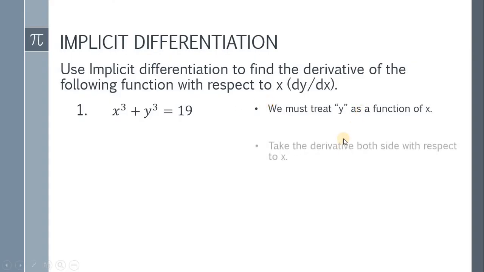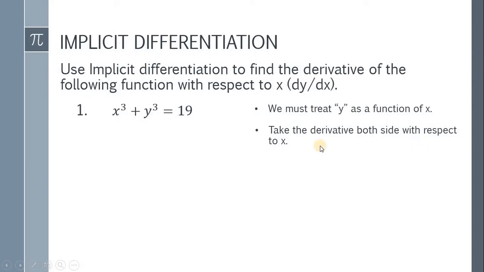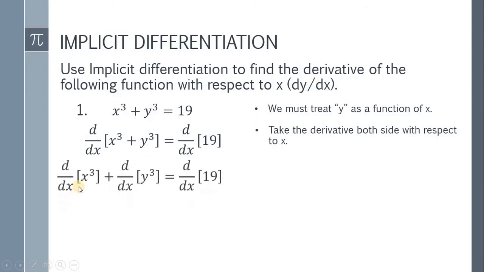Second, we need to take the derivative of both sides with respect to x. Remember that what we are getting is dy over dx, or the derivative of y with respect to x. So let's take the derivative of both sides with respect to x. We have the derivative of x cubed plus y cubed with respect to x is equal to the derivative of 19 with respect to x. Let's simplify. Remember that we can separate the derivative using addition. We have the derivative of x cubed with respect to x plus the derivative of y cubed with respect to x is equal to the derivative of 19 with respect to x.